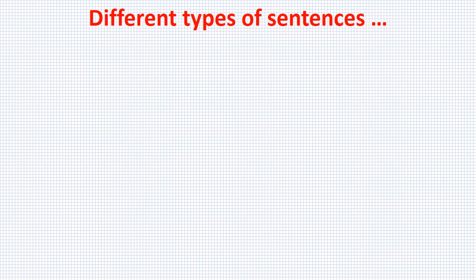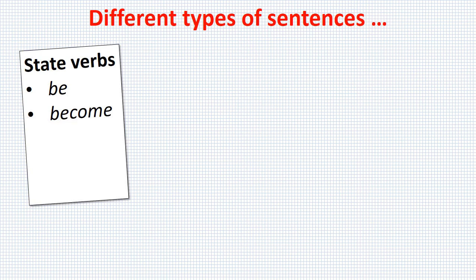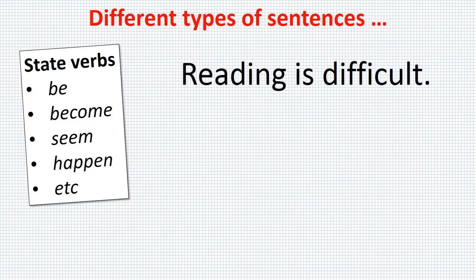A lot of sentences don't actually have an object. This is because some really common verbs express a state rather than an action. And the most common state verb is to be. Other examples are become or seem or happen. So, for example, this sentence, reading is difficult, has a subject here and the verb here, but there's no recipient or object. So not all verbs need an object.